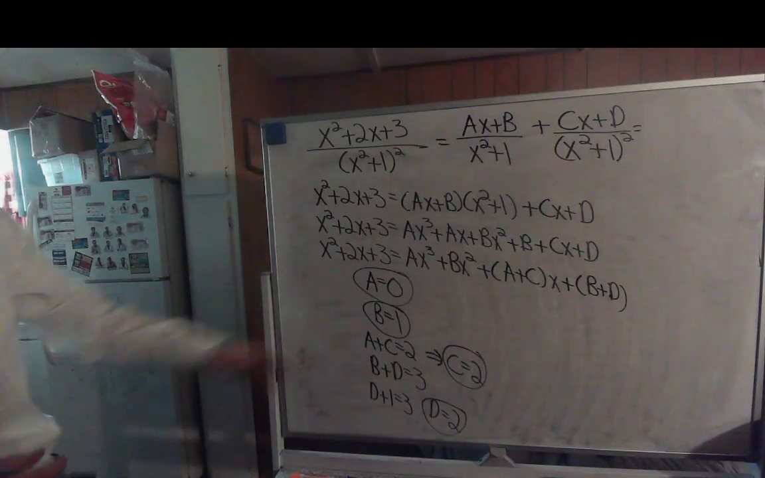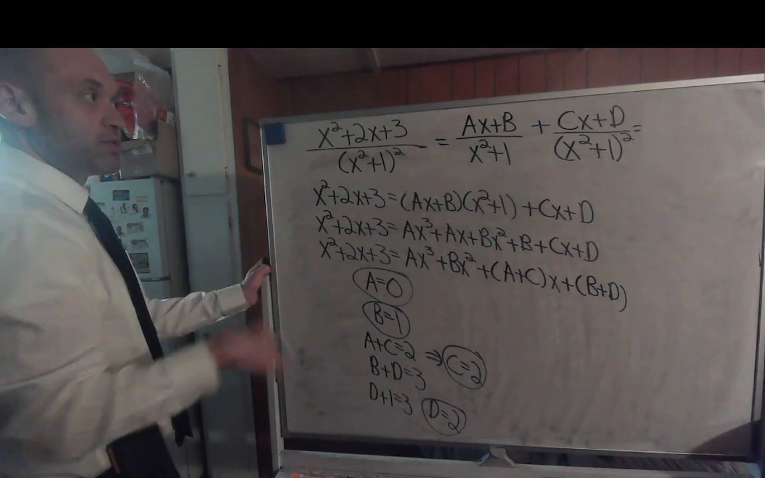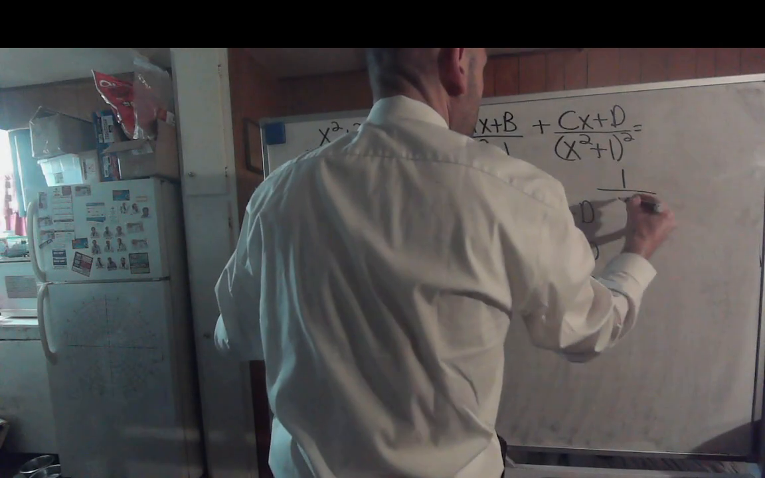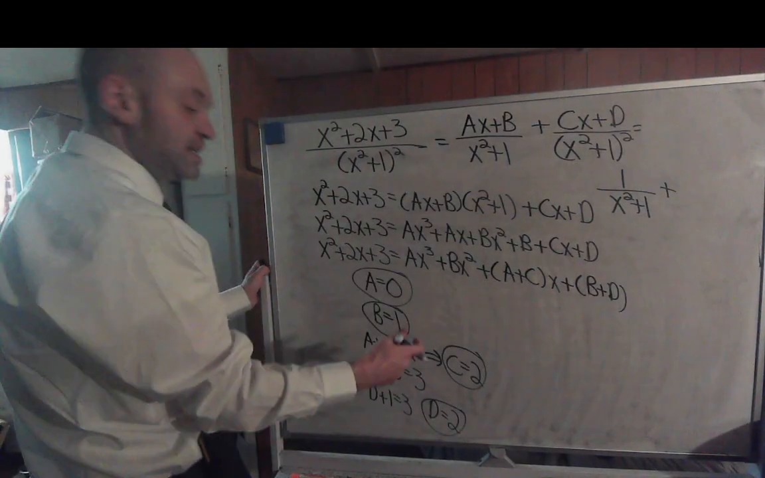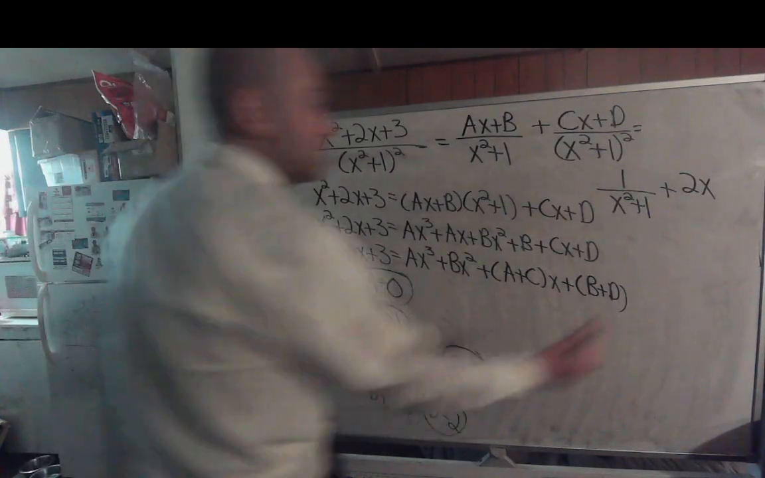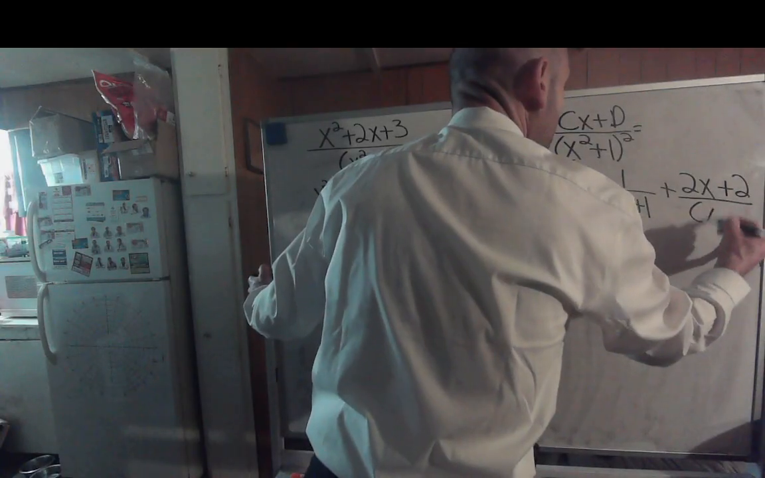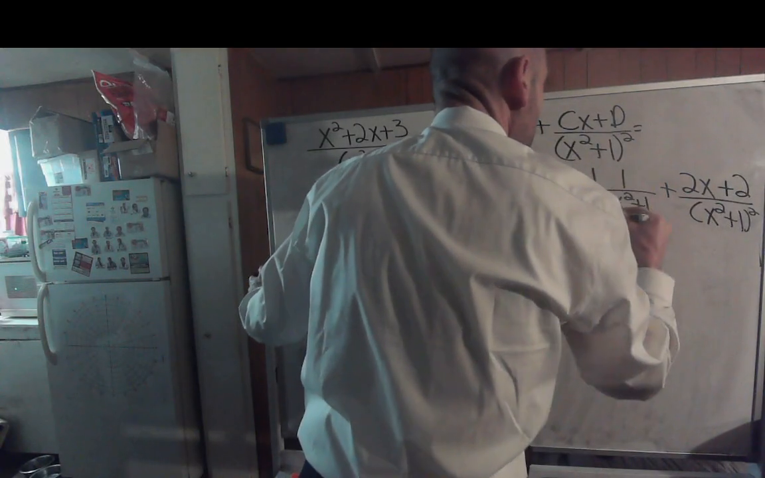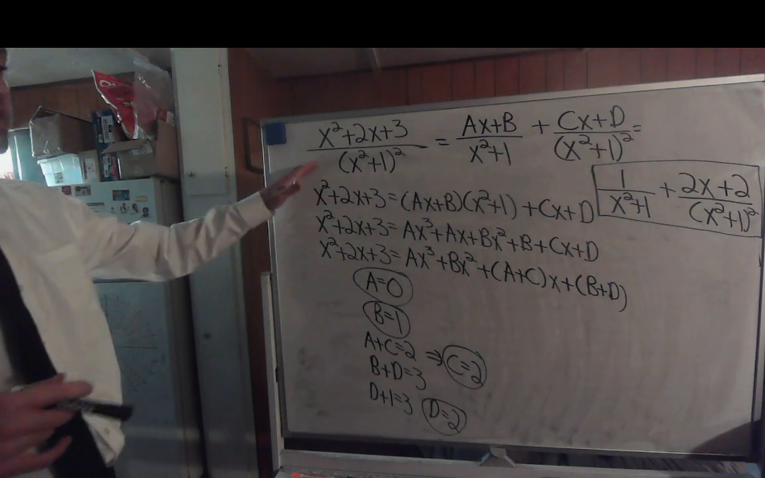We have the partial fraction decomp. So a is 0, nothing we can do with that, but b is 1. That'll be 1 over x squared plus 1, plus my c was 2, so that'd be plus 2x plus my d of 2, plus 2x plus 2 all over my x squared plus 1 squared. That would end up being my partial fraction decomp of this fraction.